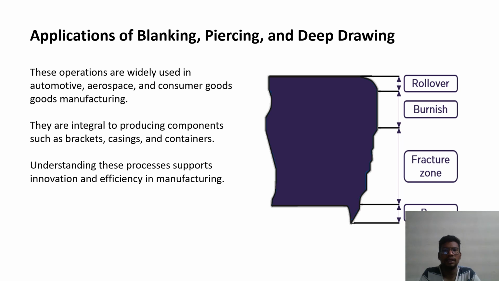Applications of blanking and deep drawing. These operations are widely used in the automotive, aerospace, and consumer goods manufacturing industries. These are integral to producing components such as brackets, casings, and containers. Understanding this process supports innovation and efficiency in manufacturing.